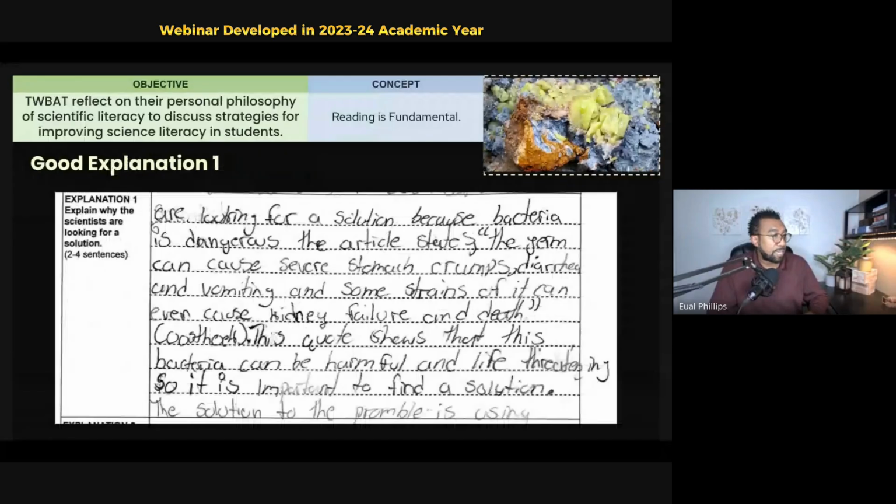Now, here's an example of an explanation as to why scientists are looking at a problem. Students need to see how significant the reading is, so they were able to show that if clay could be used to kill bacteria, then that means we have another method for fighting off diseases that can cause kidney failure. And the student was able to find that.